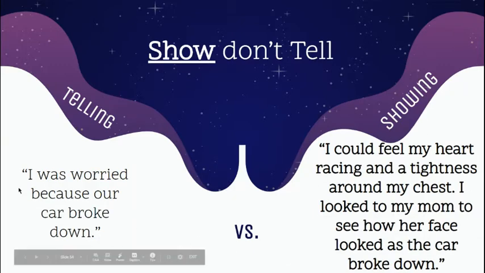Let's look at another one. Instead of telling me, I was worried because our car broke down, which is boring, you can do so much better. You could say, I could feel my heart racing and a tightness around my chest. I looked to my mom to see how her face looked as the car broke down. These little clues, I could feel my heart racing, a tightness in my chest, looking to the mom, help me see that they're worried. You don't need to just tell me I was worried. Show me what worried looks like. Show me what worried feels like. These are the little things that are going to make your story so much more interesting.